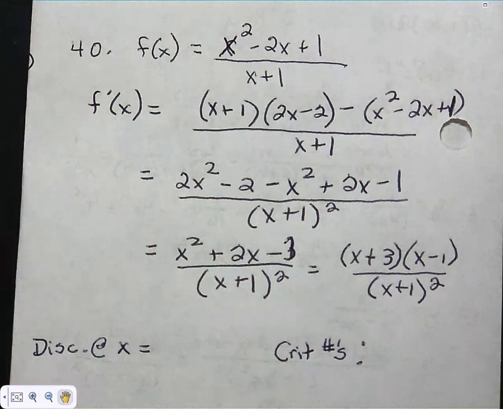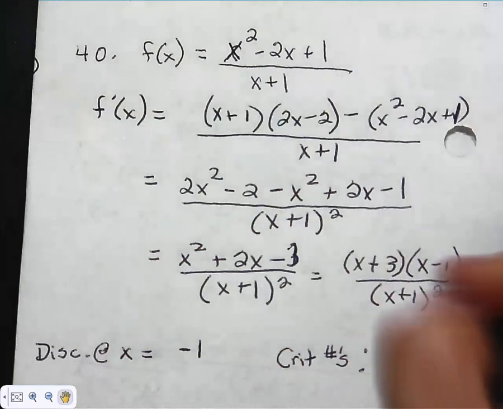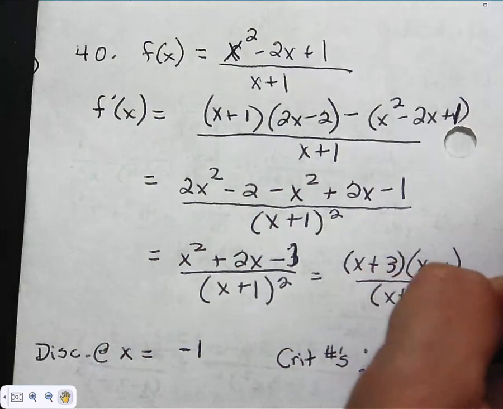What do you have for critical numbers? What about -1? It's a discontinuity. Oh, -1 can't be a critical number if the original function's not defined there. Actually, it's good to think that at the top and write your note right there. I didn't think of it till the bottom. -1 does need to go on my number line, but my critical numbers are only -3 and +1.